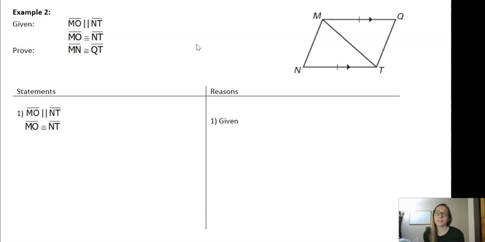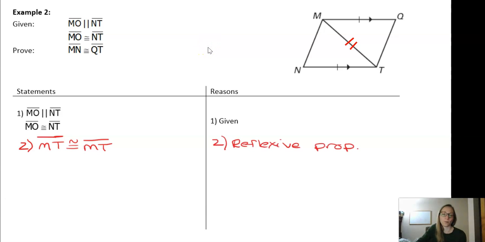All right, one last example. So in example 2, we have MO is parallel to NT. That's already given to us, parallel. And they're also congruent. So the segments are parallel and congruent. And if I have a pair of congruent segments, then that gives us one pair of sides. Now I need two more things. The first thing I'm going to say right off the bat, because it's the easiest to see, is that NT is congruent to itself, because of the reflexive property.